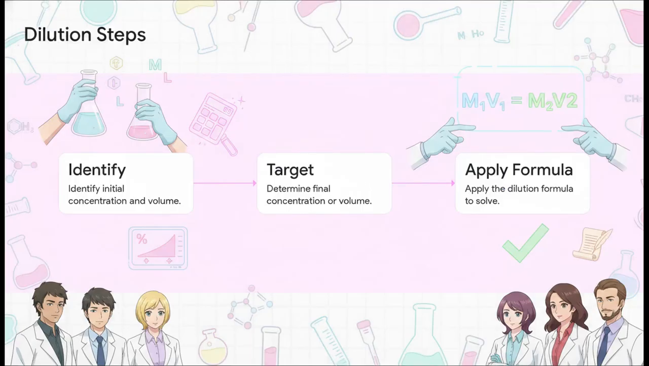Now, to prevent those super common, frustrating lab errors, like mixing up your units or totally messing up the final volume, you really have to follow a stepwise problem analysis. Step 1, identify what you actually know. What is your initial concentration and volume? Step 2, determine your target. What's the final concentration or volume you're actually trying to achieve? And step 3, apply that M1V1 equals M2V2 formula and solve for your single unknown variable. I know, it sounds super simple, right? But a rigorous step-by-step approach is exactly what separates a highly precise chemist from a really messy one. And hey, pro tip, always double-check that your volume units match on both sides of the equation.